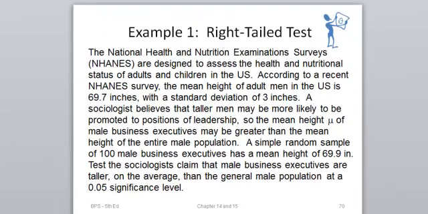So let's look at our first example. This is an example of a right-tailed test. The National Health and Nutrition Examination Survey is designed to assess the health and nutritional status of adults and children in the U.S. According to a recent NHANES survey, the mean height of adult men in the U.S. is 69.7 inches, with a standard deviation of 3 inches.